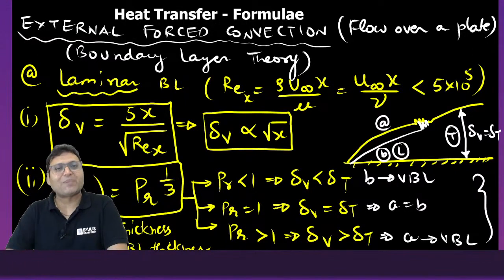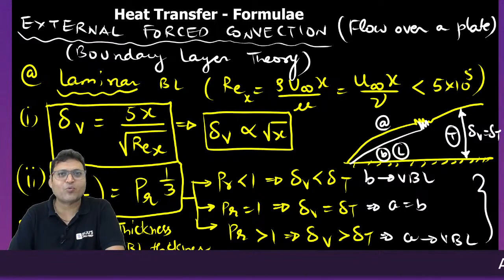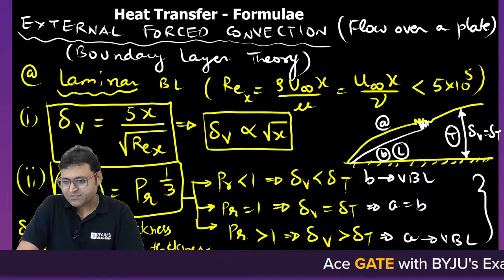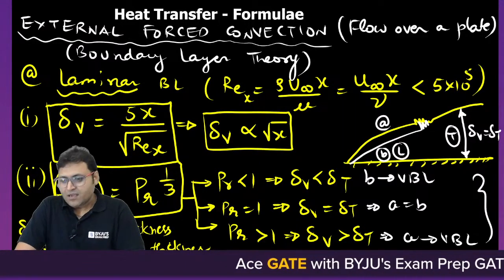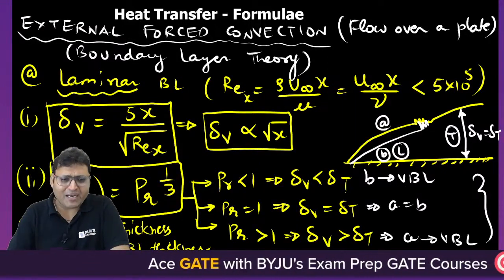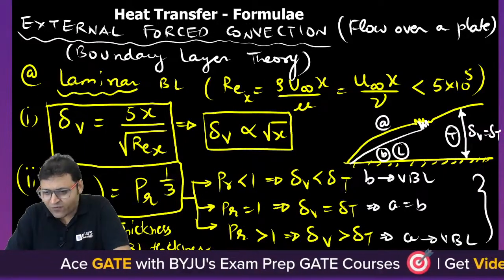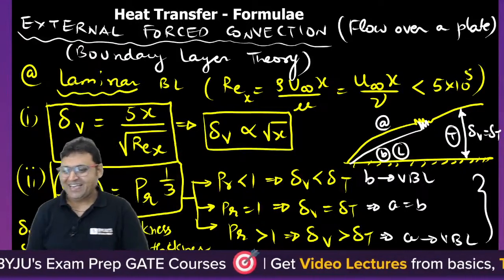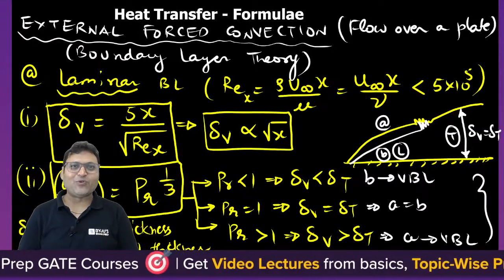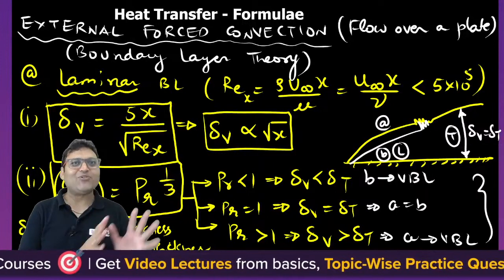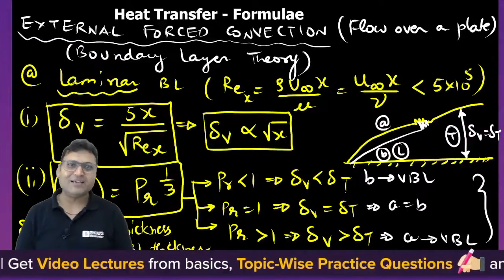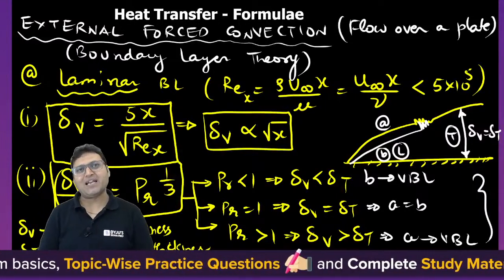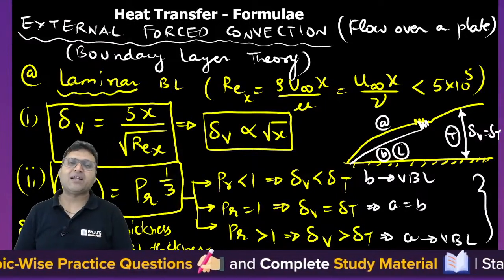Whenever the fluid is having Prandtl number equal to 1, for example air near atmospheric condition. Prandtl number is the property of the fluid. It is not related with the flow. The Prandtl number does not depend on the type of the flow. There are fluids whose Prandtl number is equal to 1, there are fluids whose Prandtl number is less than 1, and there are fluids whose Prandtl number is greater than 1.